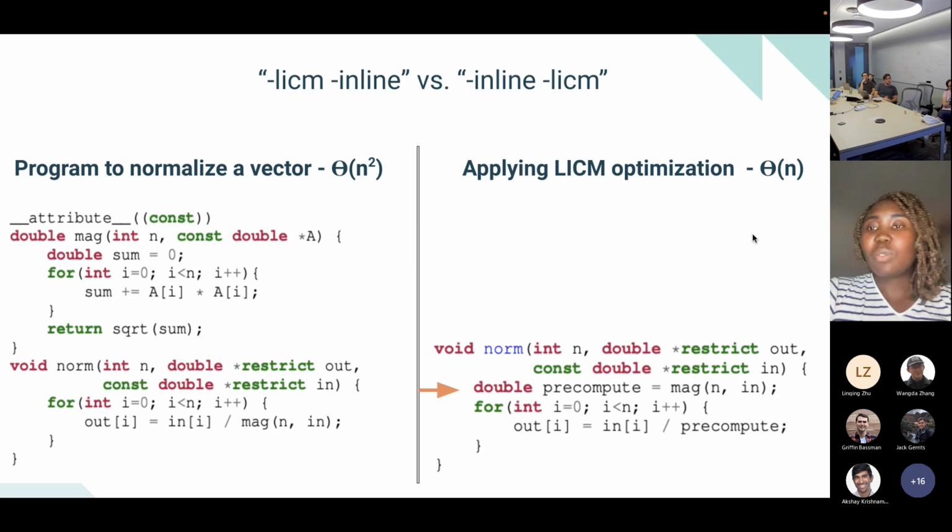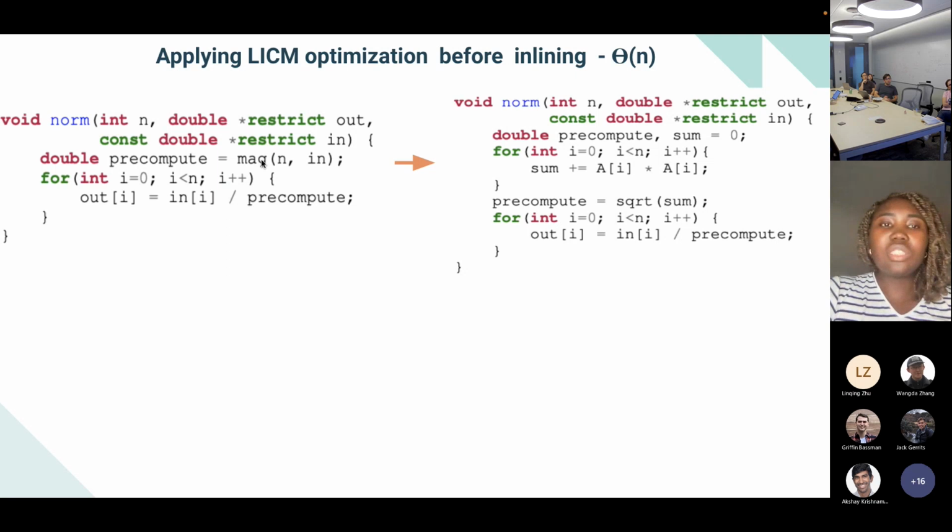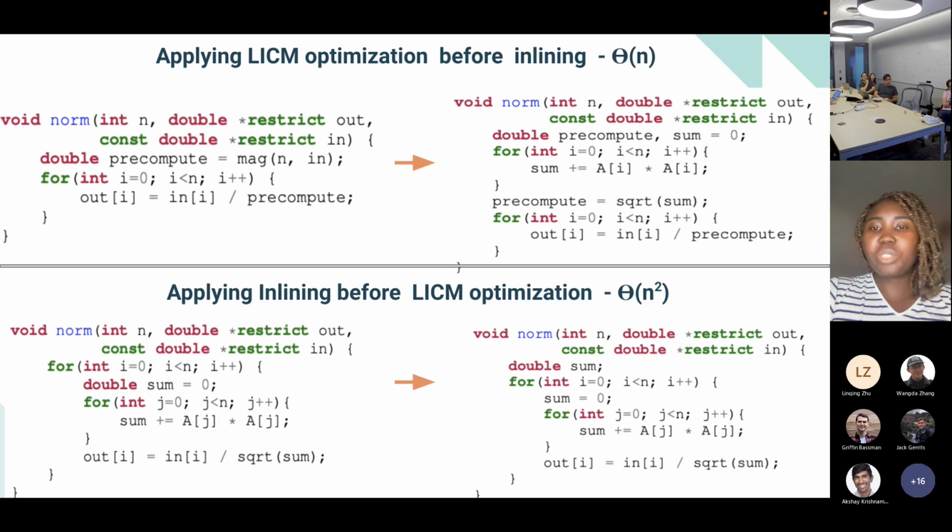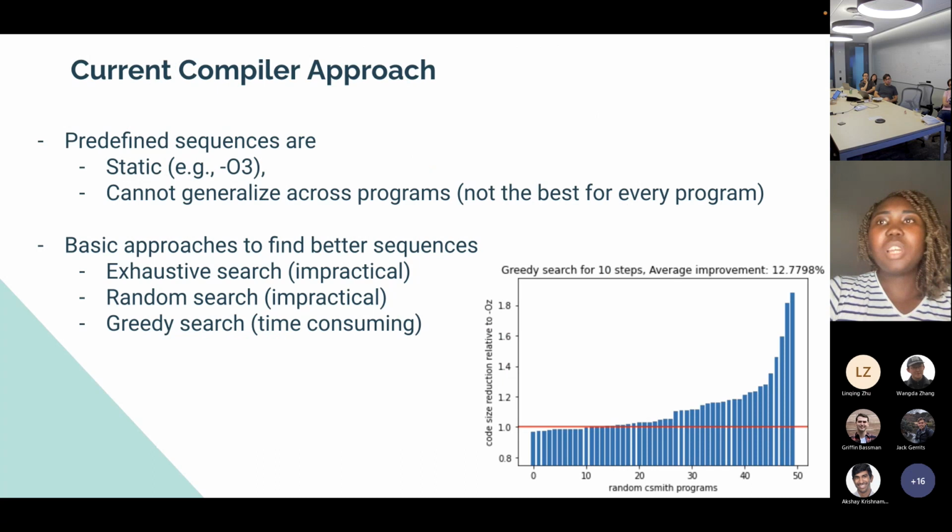Now, if you apply inlining, where inlining is simply replacing the call to the mark function with the function itself, we still get some runtime advantages, but it's still theta of n. If we do the opposite order, inlining first and then LICM later, we're going to get maybe theta of n squared. And this example just shows that the order in which optimization phases are applied can be the difference between a program running in theta of n squared and theta of n. So it's an important problem to solve.